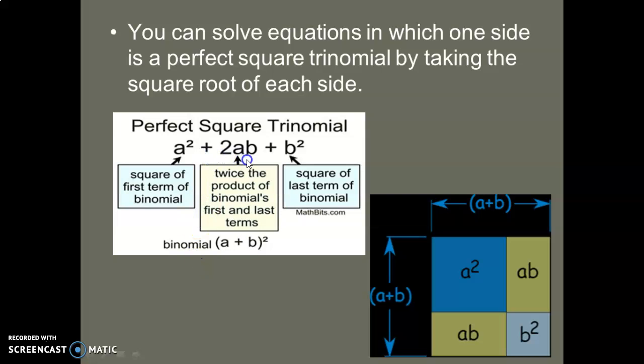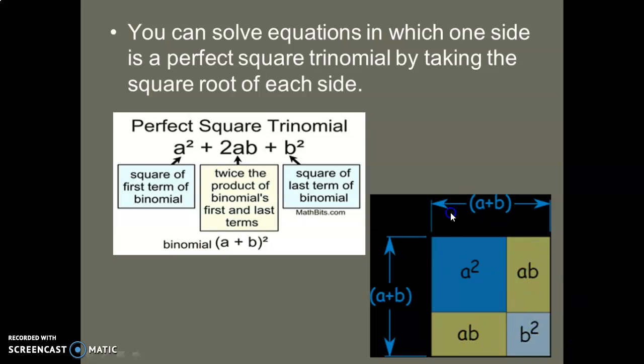So, a squared plus 2ab plus b squared would factor into a plus b, the quantity squared. Okay? You would have a plus b twice, essentially. And visually, this is what it would look like. Okay? So you have a squared plus 2ab's plus b squared.